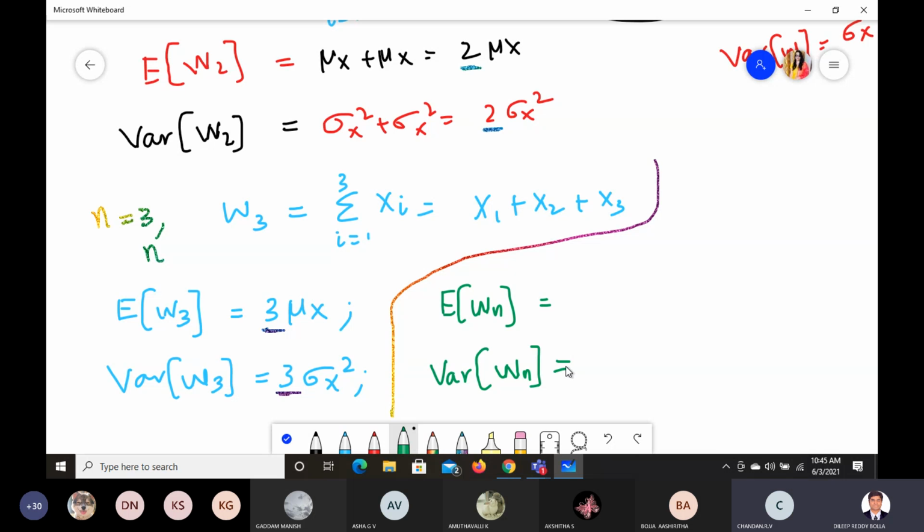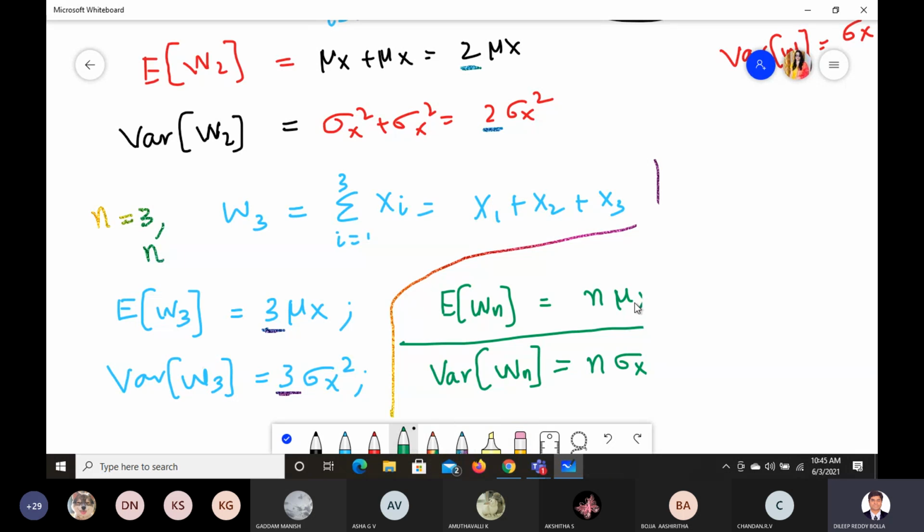Sir, n into mu x expectation. Exactly. So n into mu x, it is done, and then this one, n into sigma x square. That's all. That's what we want to conclude. So that's why we have taken the example of that.